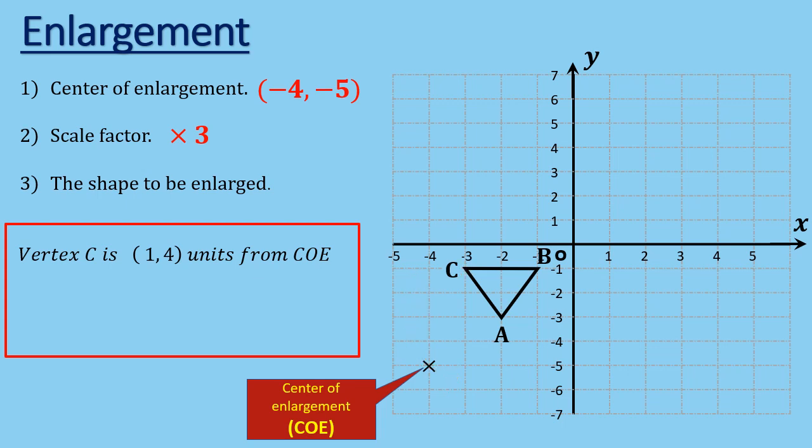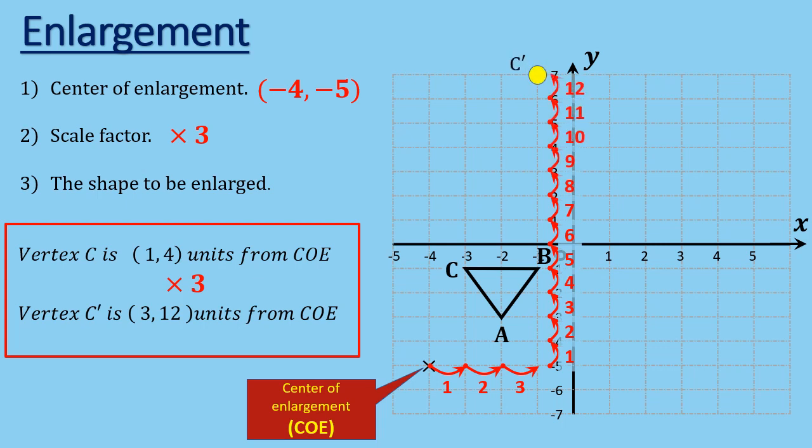To find the horizontal and vertical distance of vertex C' from the center of enlargement, we multiply the horizontal and vertical distance of vertex C from the center of enlargement by the given scale factor. So, to find the vertex C', we move 3 units to the right and 12 units up from the center of the enlargement.